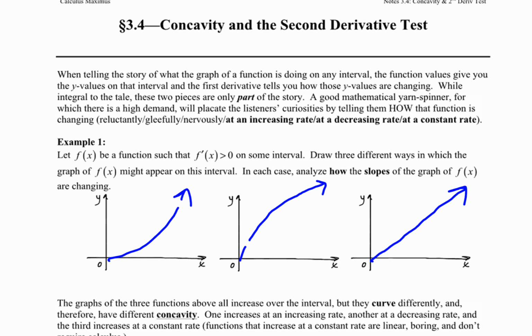If you look at the slopes for each of these, in example 1, the slopes are increasing. It's getting steeper as the x values increase. In this one, the slopes are decreasing. It's getting less steep. And in number 3, the slopes are constant. So these are all increasing over the interval, but they're curving differently. And this is where concavity comes in.